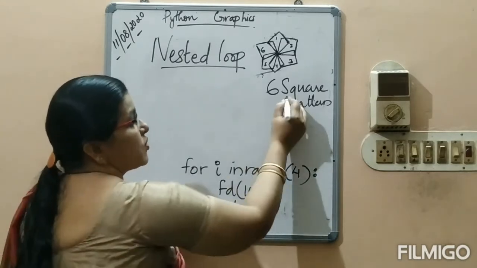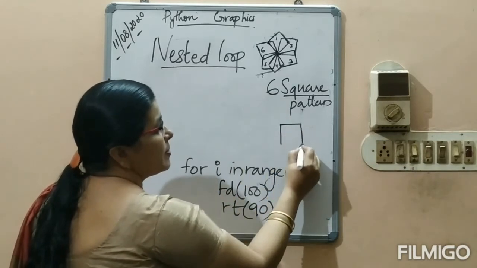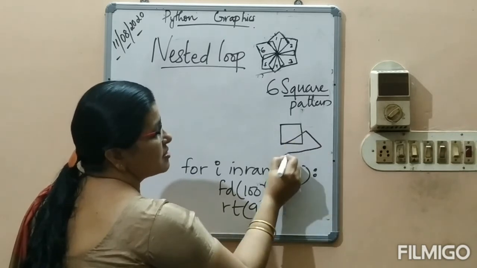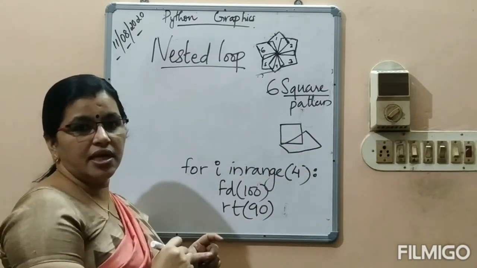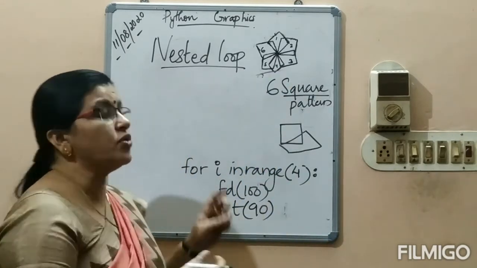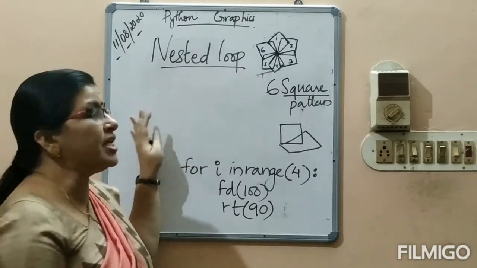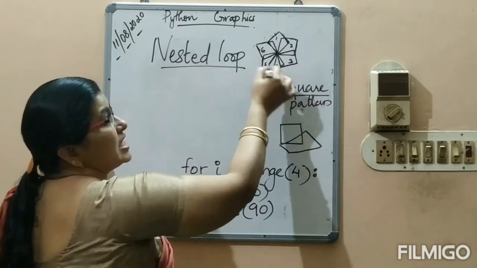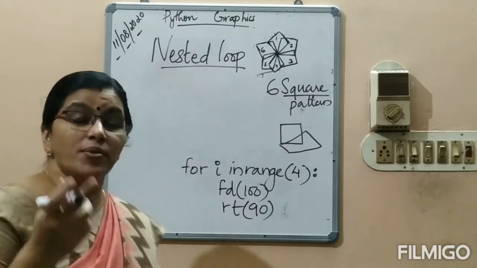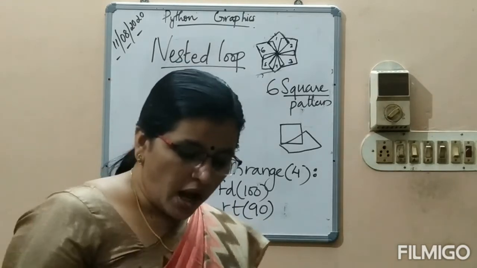This is for drawing a square. It is completed. Now after drawing a square, the turtle should turn and draw another one like this. For turning you have to write one more loop. How many times should it turn? 6 times. How many squares? 6 squares. For that we have to write a loop. How will you write the loop?